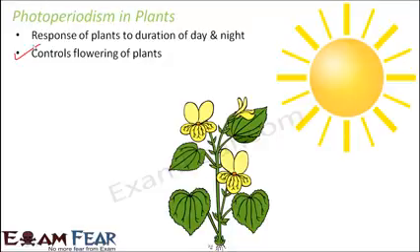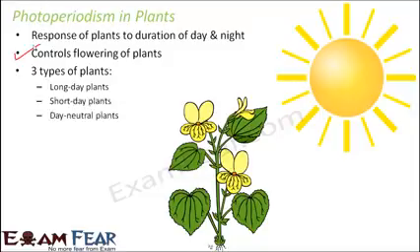Based on the number of hours of exposure to light needed by a plant, they are categorized into three types: long day plants, short day plants, and day neutral plants. These are the three types of plants, and it is on the basis of the duration of light exposure that they need in order to flower. That's the basis of classification of these three plant types. So let us see each of these.